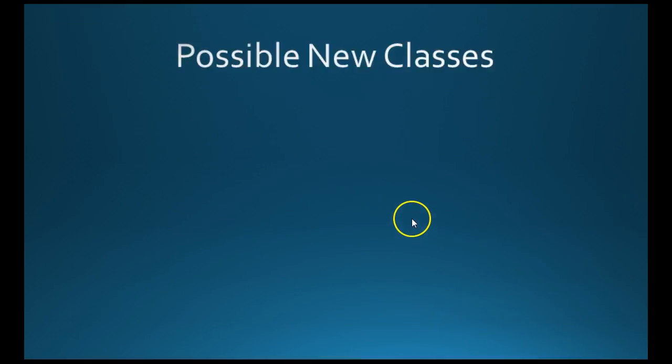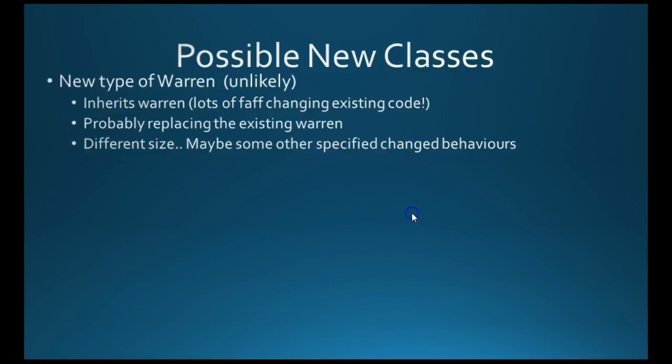First of all, let's think about the possibilities. Not limited to this, these are just the ones I could think of. New type of warren. Don't think it's going to be this. Lots of faffy little bits all over the code. Very, very hard to examine. Very, very hard for you to evidence. Doesn't say it won't happen, but I'll be surprised.